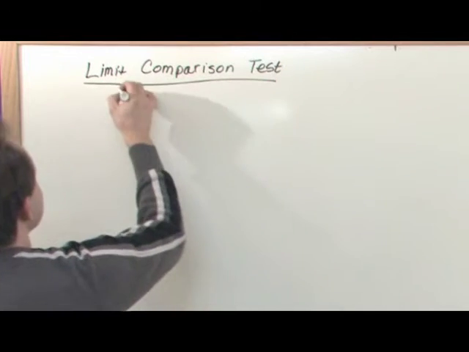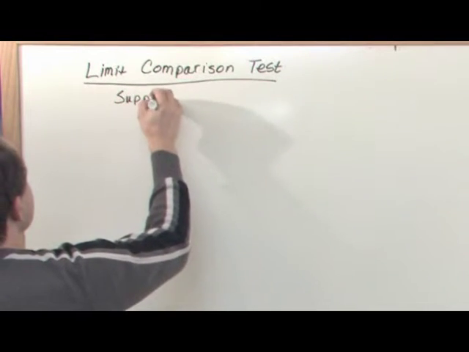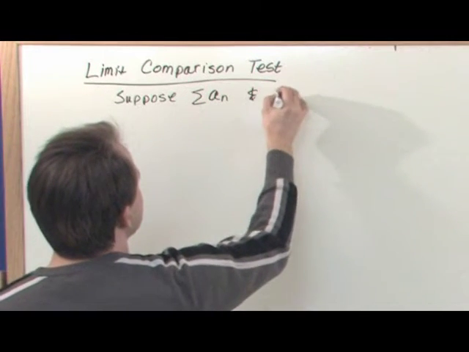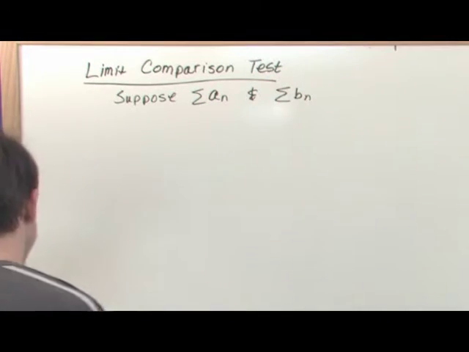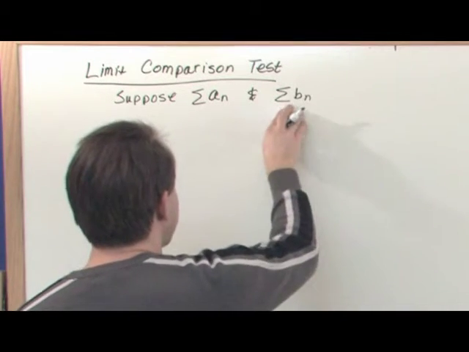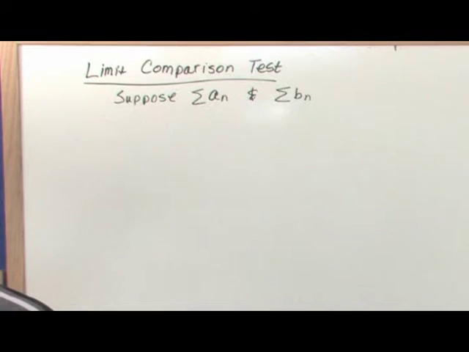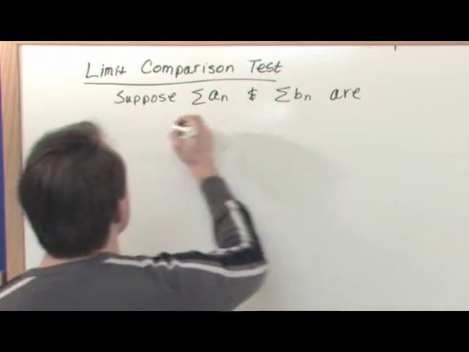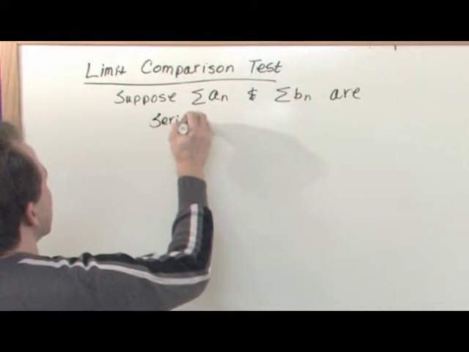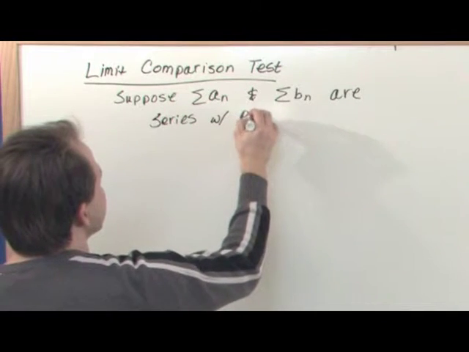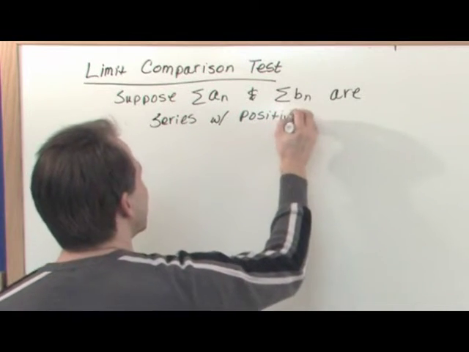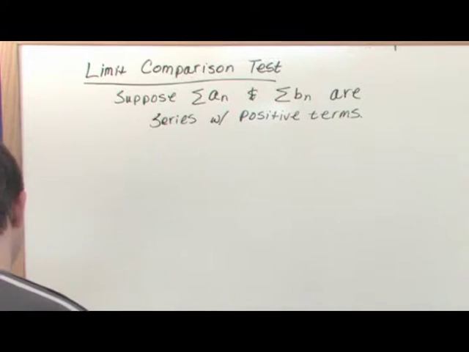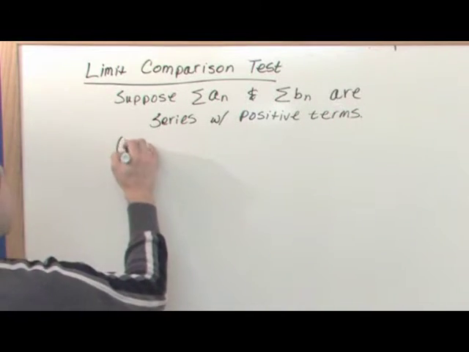Suppose a sub n and b sub n, the two series here that I have, where a sub n is the original one and b sub n is some series I make up to look at the behavior of, are series with positive terms. Same thing as last time, they both have positive terms. Then we have three little subparts.